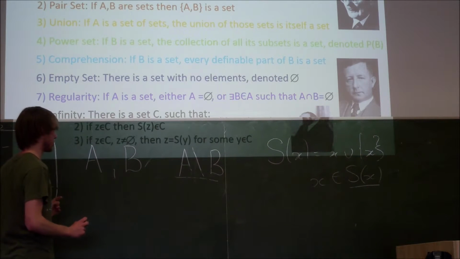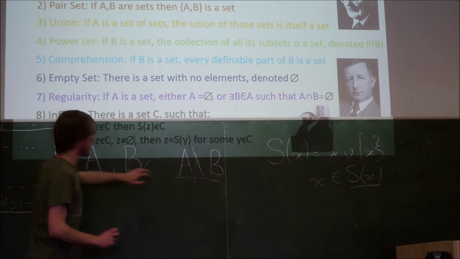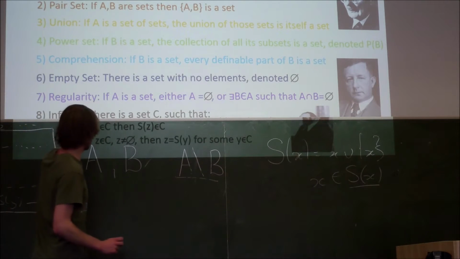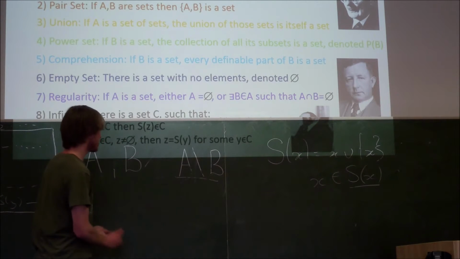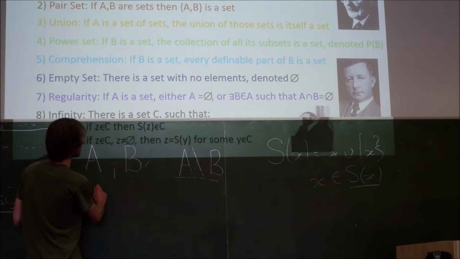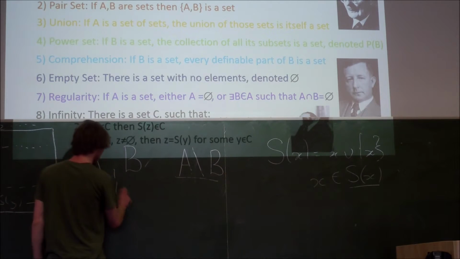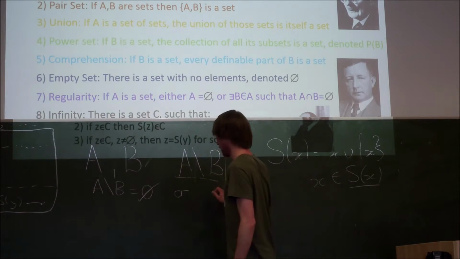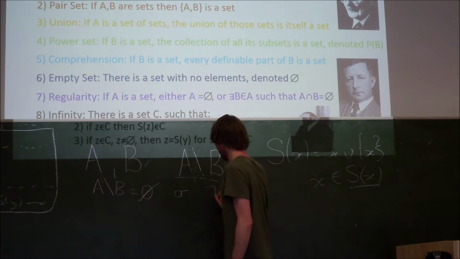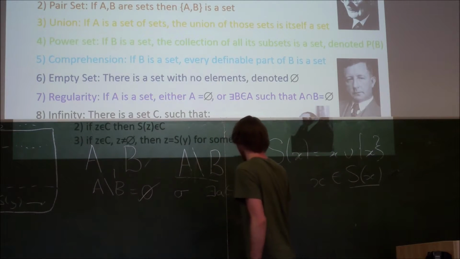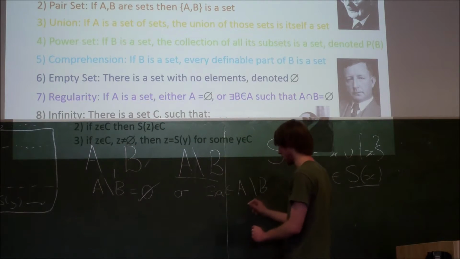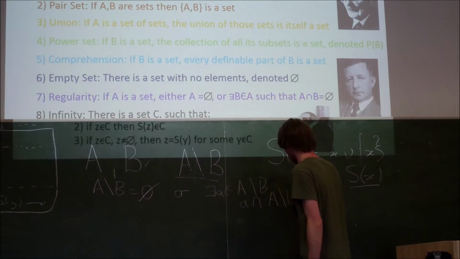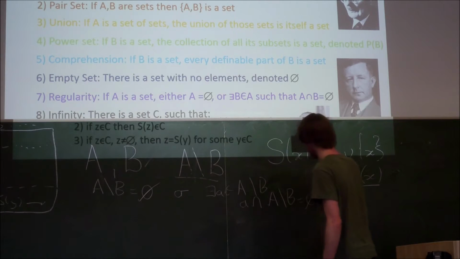Let's formalize that then. If we apply the axiom of regularity to A without B, on the assumption that A and B both satisfy the axiom of infinity, then we can see that either A without B is empty, in which case we're done, or there is some a in A without B such that a intersection (A without B) is the empty set.